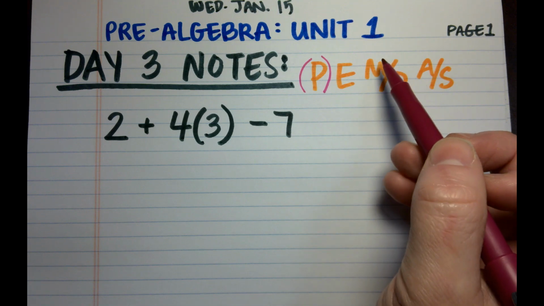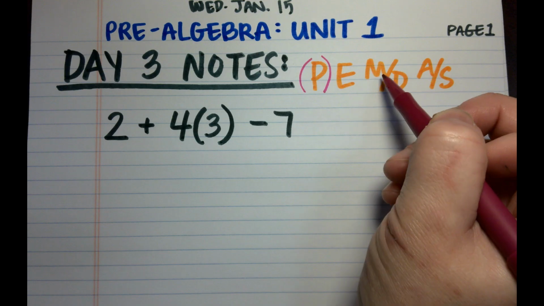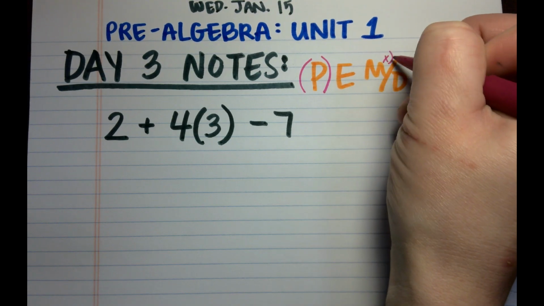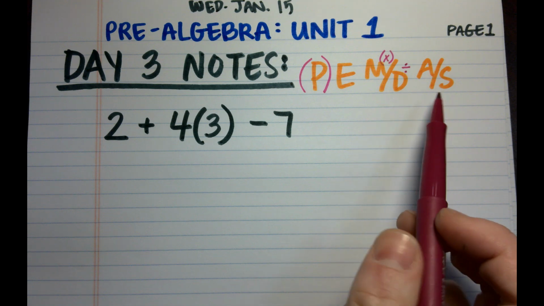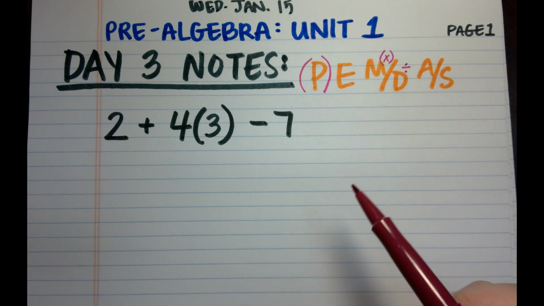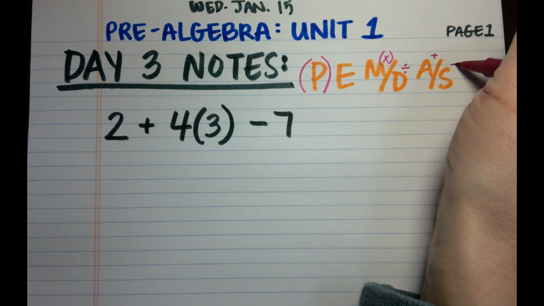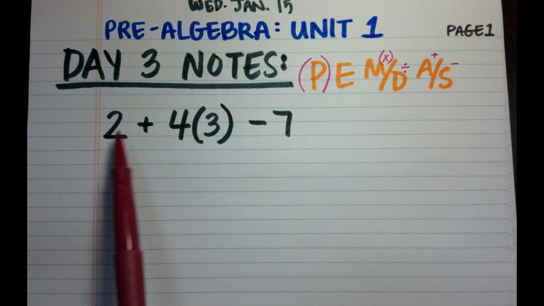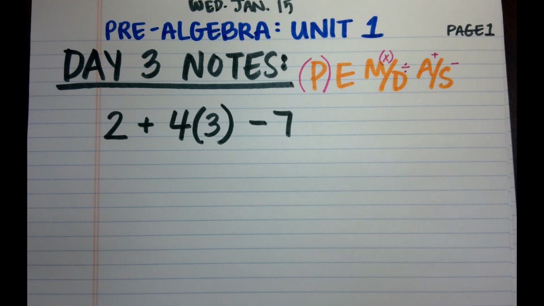Next, we have M and D. What does that stand for? Multiplication and division. Good. Then we have A and S. Add and subtract. So, when we're looking at this problem here, what should we do first?